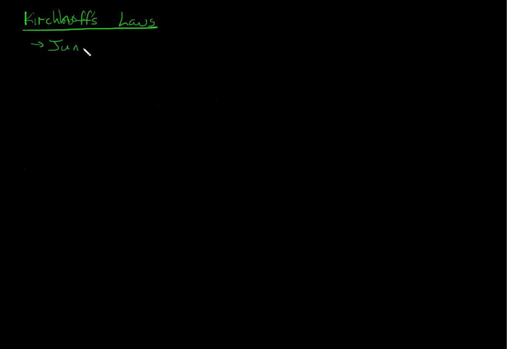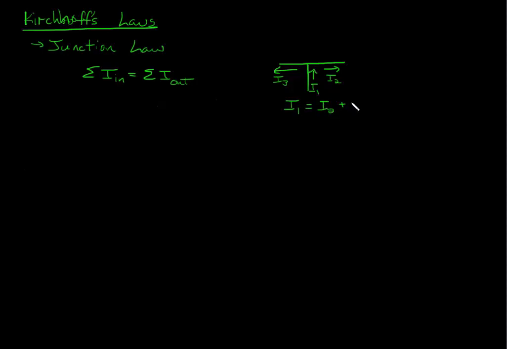And this had to do with the current going into a junction. And it just said that the total current going into a junction is equal to the total current going out. So if I had a junction and I had a current coming in and then it split into two currents, we'll call it I2 and I3, then I know that the current going in, I1, is equal to the sum of the currents going out, I2 plus I3.